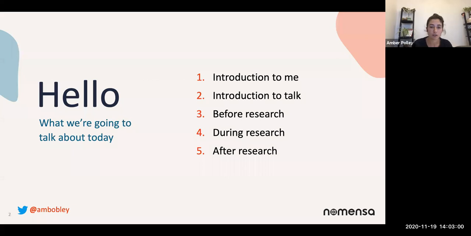So just to tell you a bit about what I'm going to talk about today. I'll give a bit of background about me and who I am, and a bit about setting the scene for the talk, so we're all on the same page about what I'm going to be talking about. Then I'll split the talk into 3 different sections: what we can be considering before we carry out research in this way, what we can be considering during the research, and also after the research, and my advice to conduct research with vulnerable people.